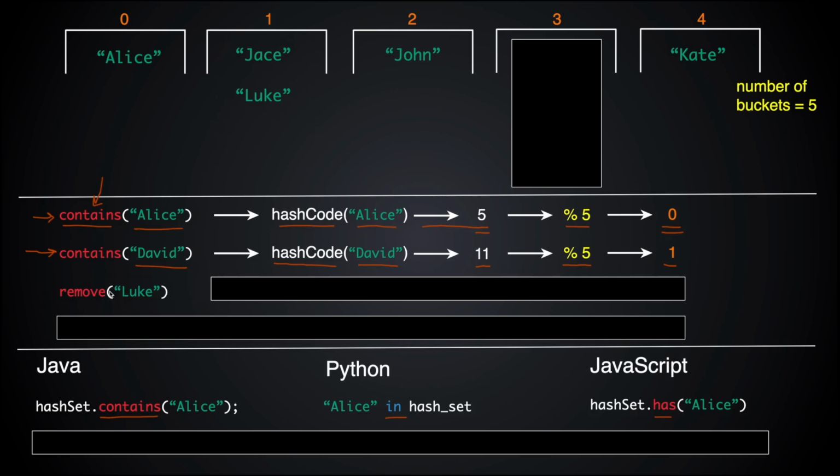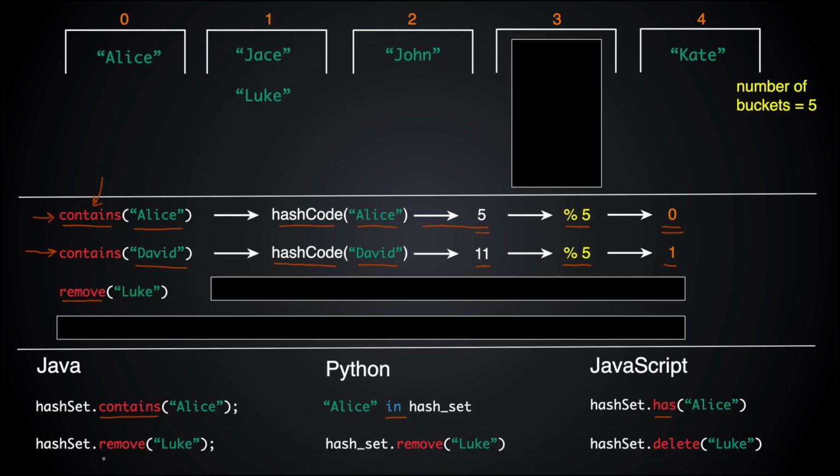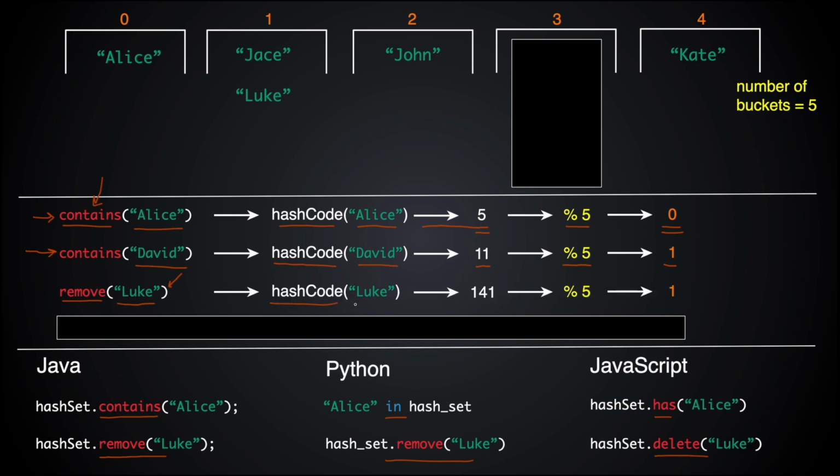Now let's see how the function remove works, and you can use it pretty much the same way in Java, Python and JavaScript. So now let's remove Luke from our hash set. We take the hash code from the name Luke, we receive the same number, 141, get the remainder of this number divided by 5, and we get the bucket number 1. We go through all the elements in the bucket number 1, this is not Luke, and this is Luke, so we will just remove it from the bucket.